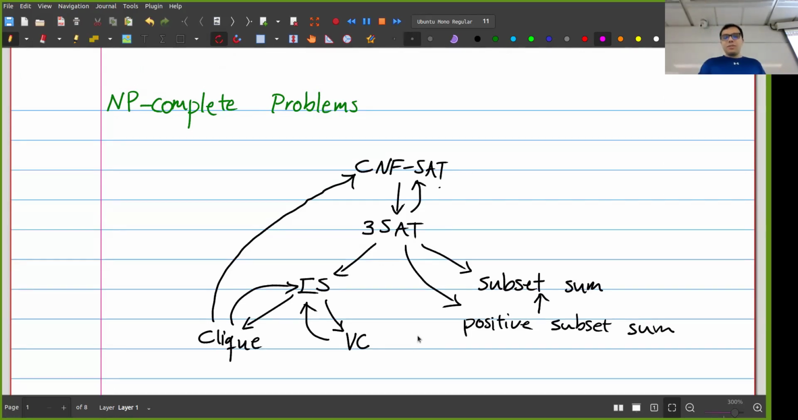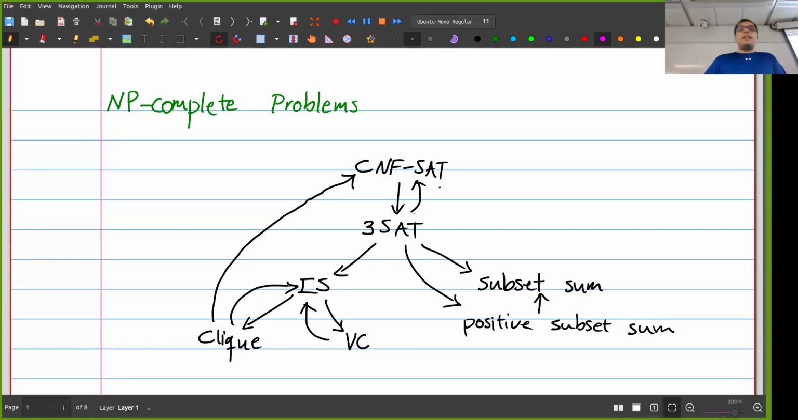I've actually shown you reductions between any pair of them. Because if you want, for example, let's say a reduction from vertex cover to positive subset sum, you know how to reduce vertex cover to independent set, how to reduce that to clique, reduce that to CNF set, to 3-set, to subset sum, or to positive subset sum, right? So you can combine these reductions in any way that you like, and as long as there is a path, you can reduce the beginning of the path to the end.